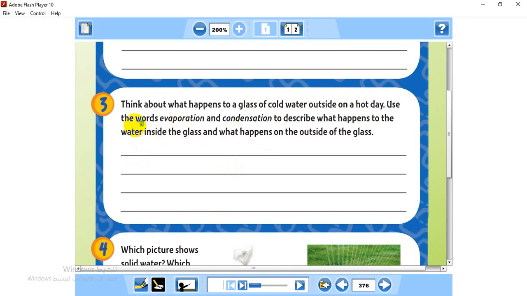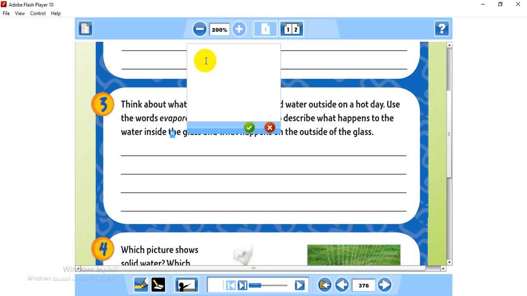Use the words evaporation and condensation to describe what happened to the water inside the glass and what happened on the outside of the glass. Okay, let me tell you something. Evaporation will make water inside the glass change to gas. So water inside the glass will change to water vapor because of evaporation.